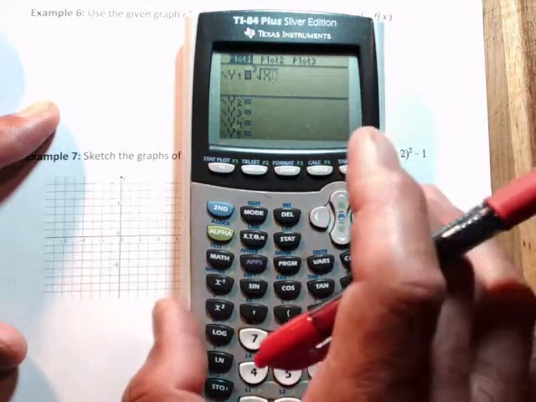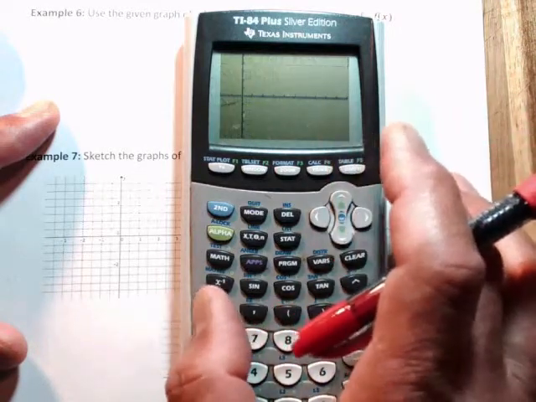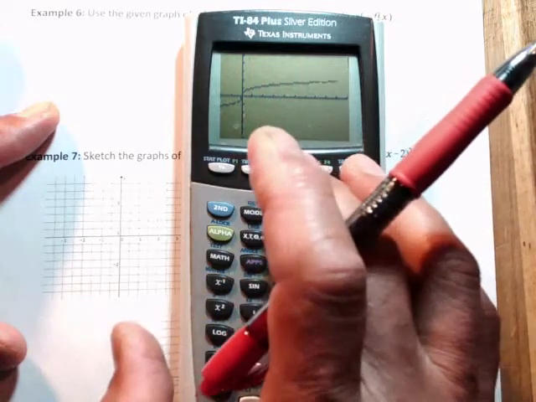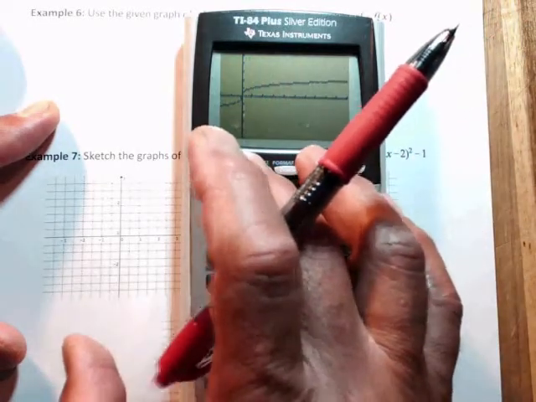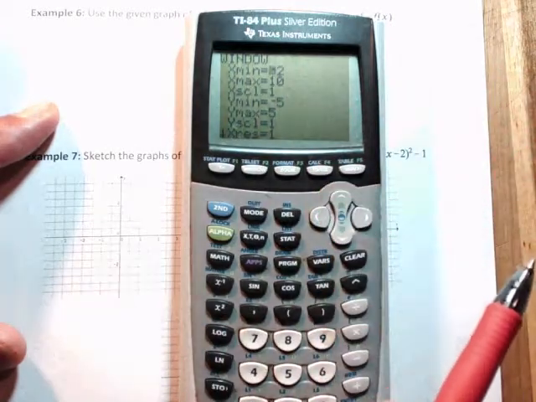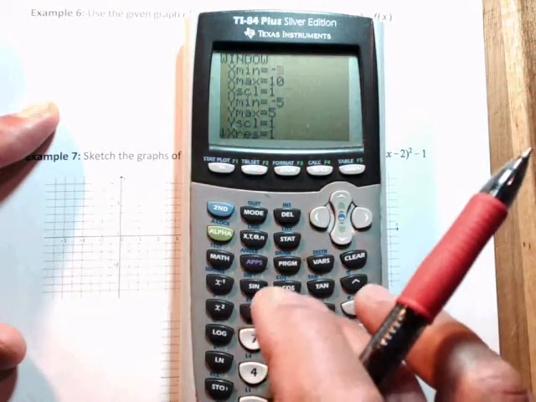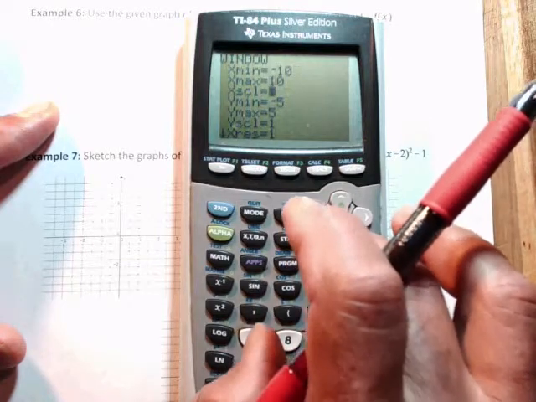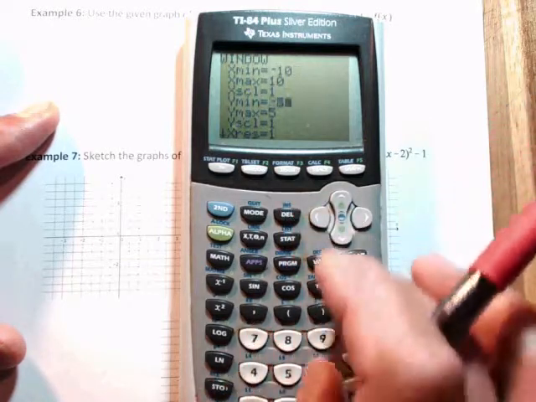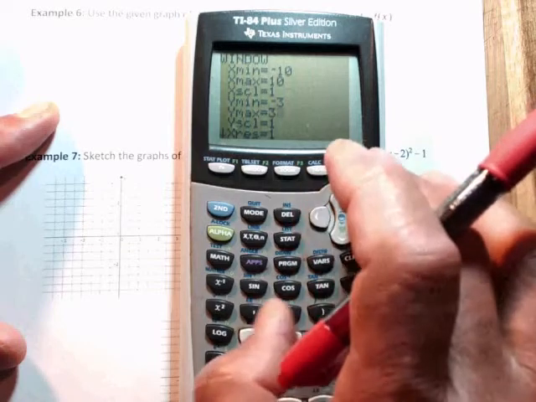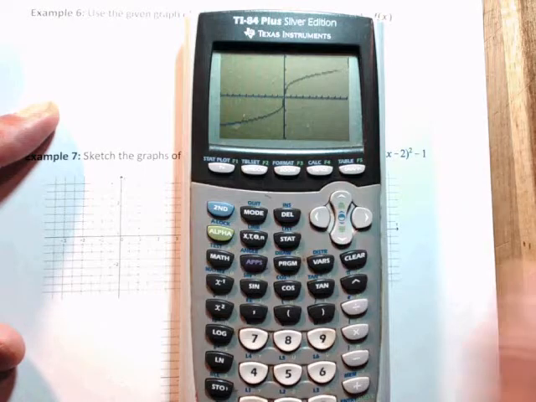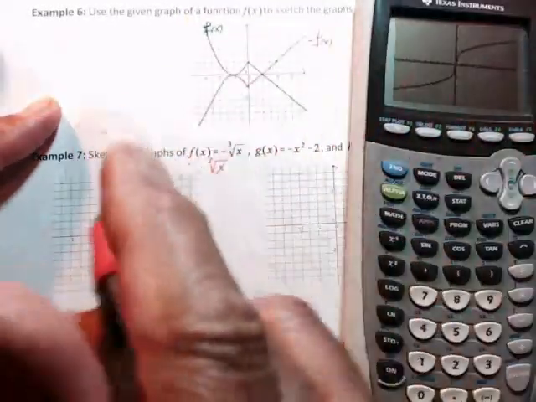If you look at that graph, my window is not really right. Let me fix my window and make it more symmetric. So from minus 10, and then I go from minus 3 to 3, to make it bigger. This is the graph of cube root of x. It goes through the point 0, 0.